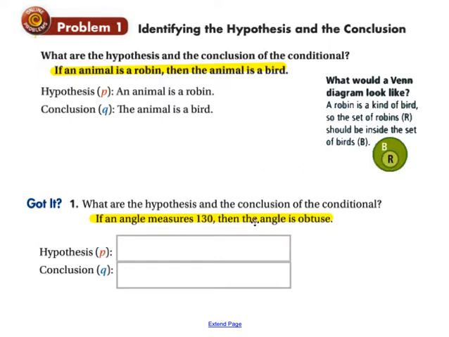So here's one for you to try. What are the hypothesis and the conclusion of this statement? If an angle measures 130 degrees, then the angle is obtuse. Go ahead and pause the video and see if you can come up with that on your own.